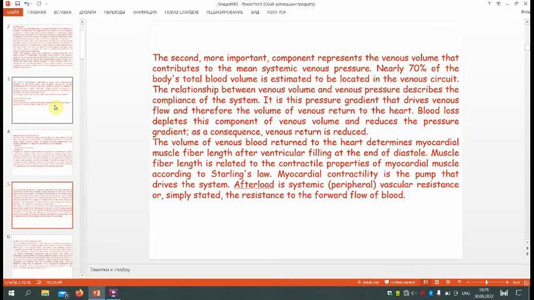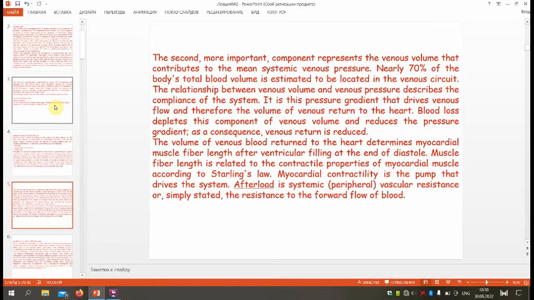Nearly 70% of the body's total blood volume is estimated to be located in the venous circuit. The relationship between venous volume and venous pressure describes the compliance of the system. It is this pressure gradient that drives venous flow and therefore the volume of venous return to the heart. Blood loss depletes this component of venous volume and reduces the pressure gradient. As a consequence, venous return is reduced.